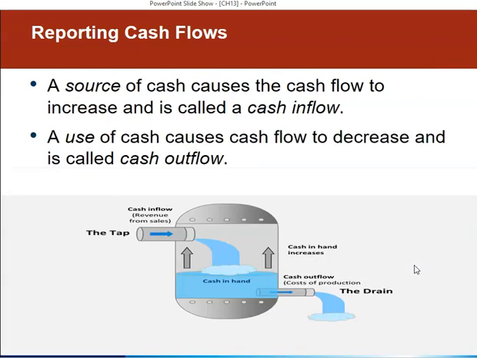A little vocabulary on this slide here. It says a source of cash causes cash flow to increase and is called a cash inflow. So cash inflow and source, those are synonyms. A use of cash causes cash flow to decrease and is called a cash outflow. So again, a cash outflow and a use of cash are synonyms.